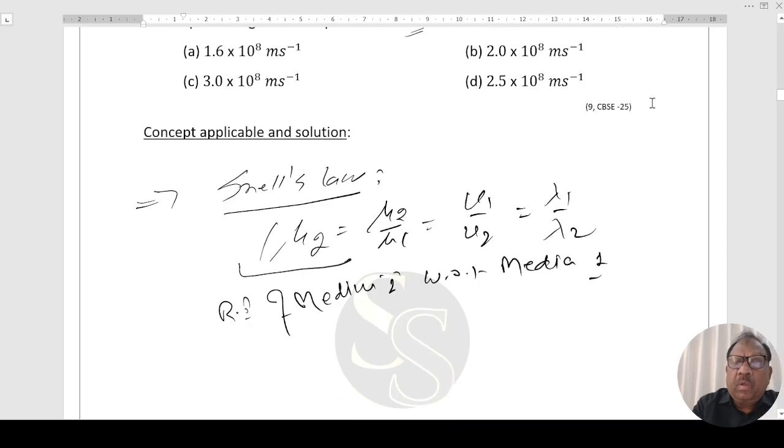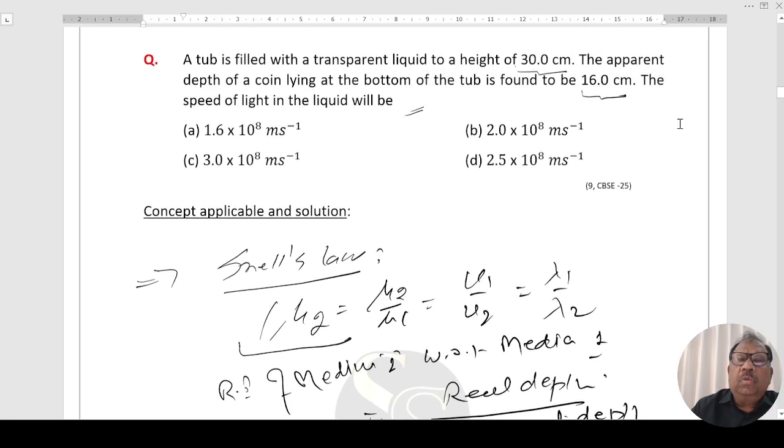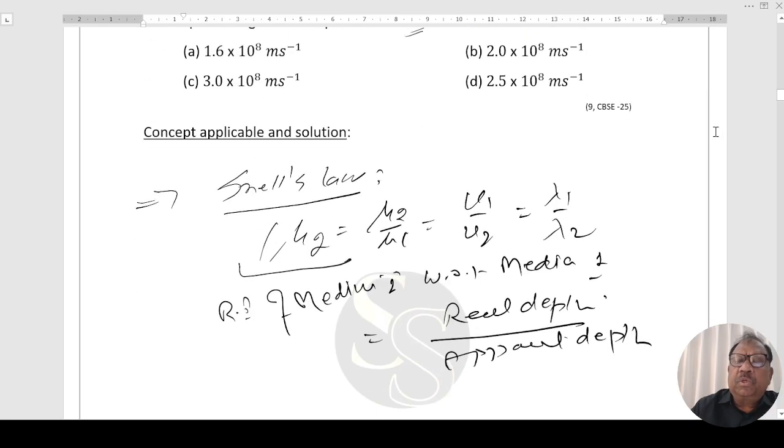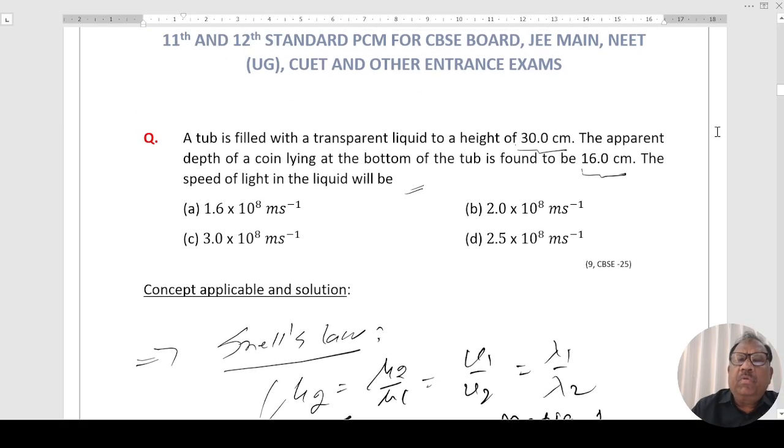Also, in this case, it is applicable: real depth upon apparent depth. Real depth upon apparent depth. So this comes out to be 30 upon 16, 30 upon 16, and V1 over V2.